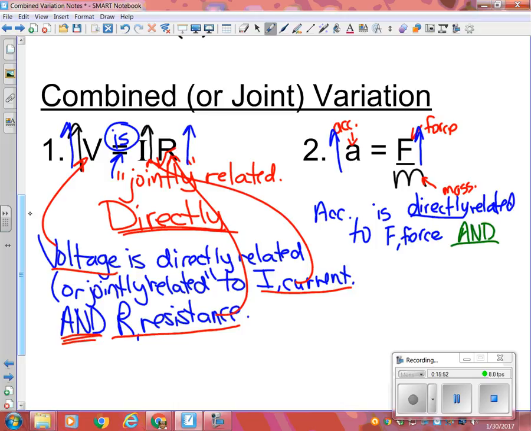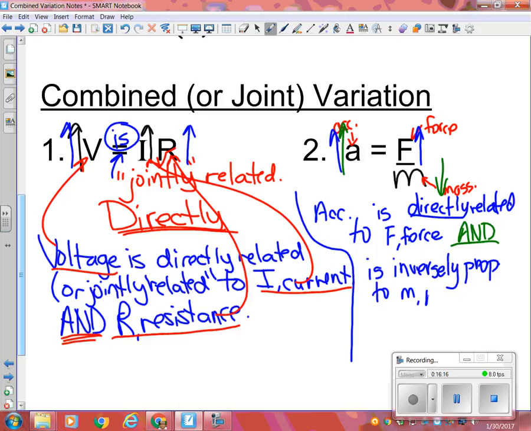And now I'm going to hide the F, and I want you to talk to me about A and M. A is where? Up, and M is down. So after my and statement, and what? And is inversely proportional to, so we had one equation that had both types of variation contained in them.